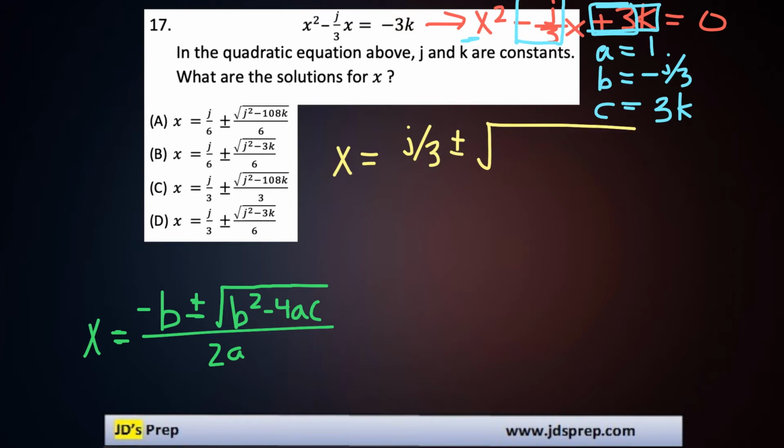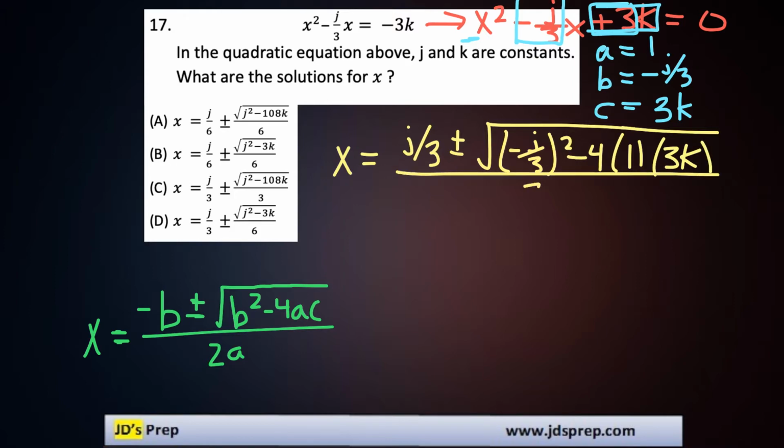Now, I guess I'll just write it out. So b is negative j over 3, and we're going to square that. And then it's going to be minus 4 times a times c, which is 3k. And that's all over 2a, so 2 times 1.